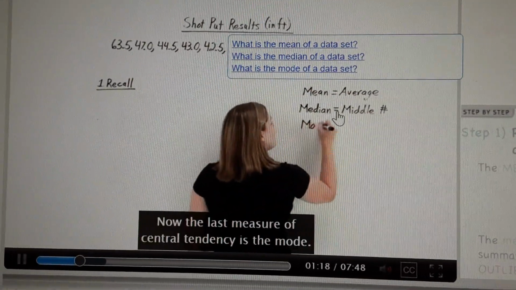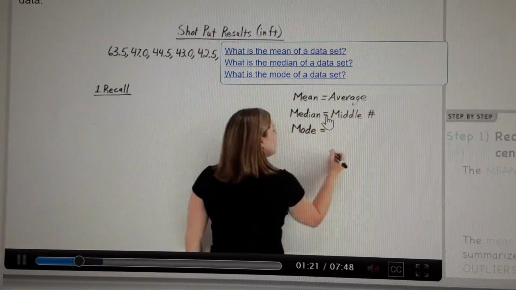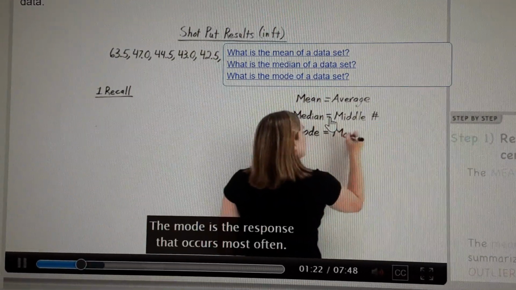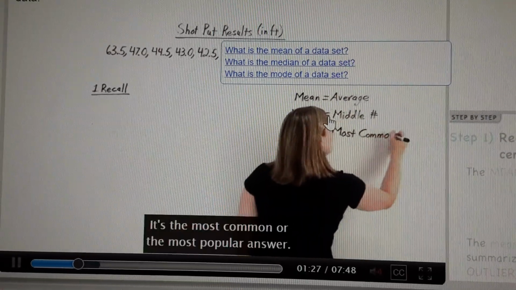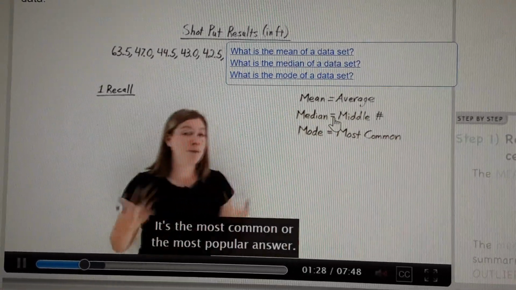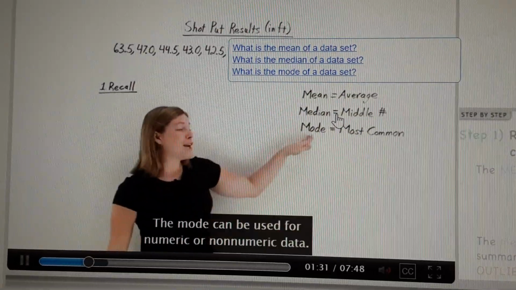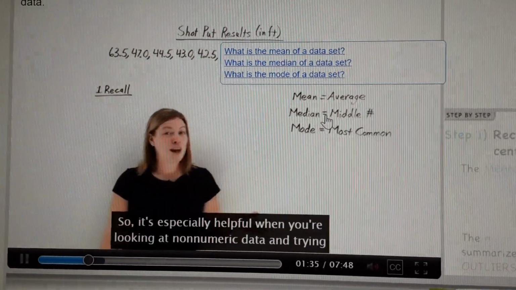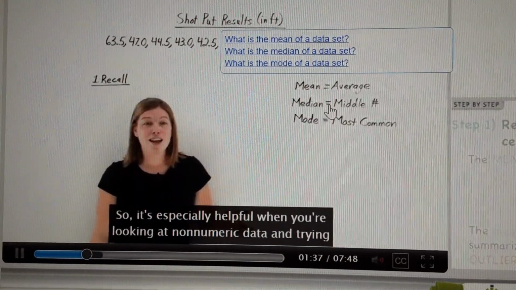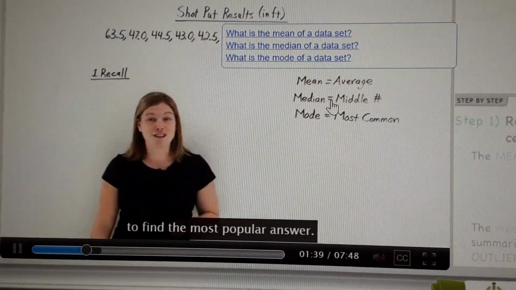Now the last measure of central tendency is the mode. The mode is the response that occurs most often. It's the most common or the most popular answer. The mode can be used for numeric or non-numeric data. So it's especially helpful when you're looking at non-numeric data and trying to find the most popular answer.